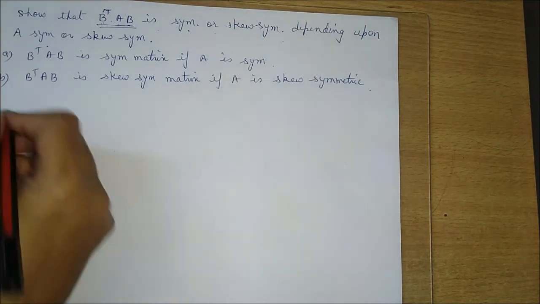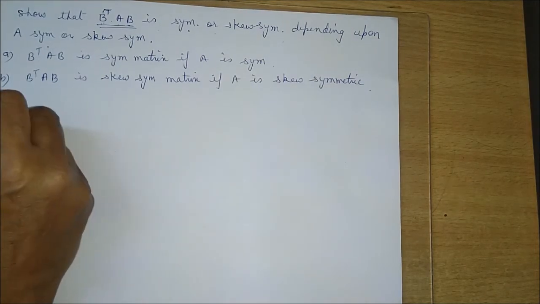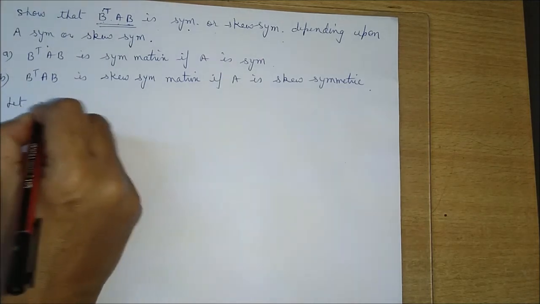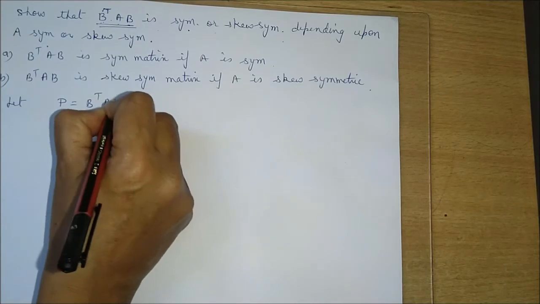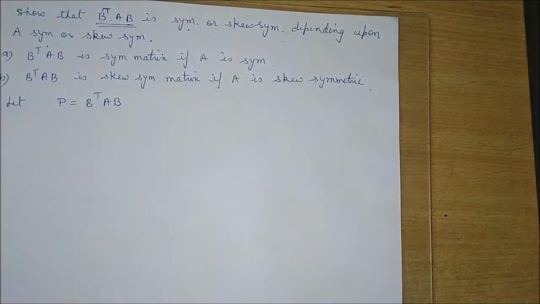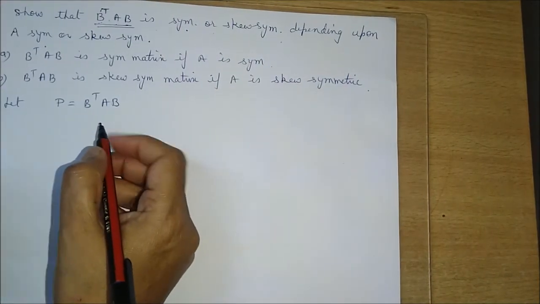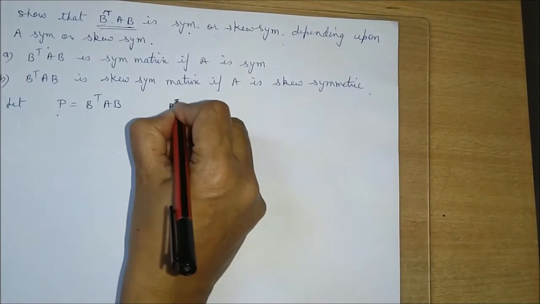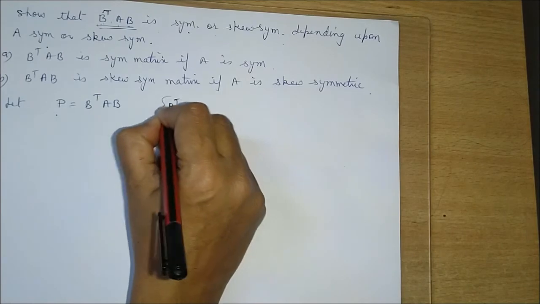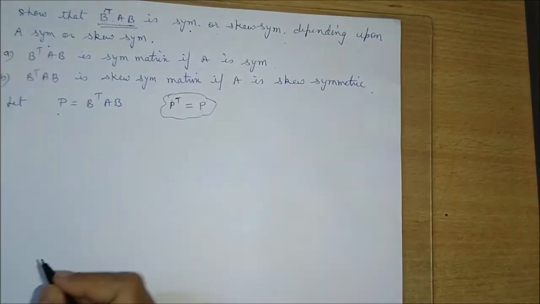Now let us suppose, proving part A, let us suppose that P equals B transpose AB. Now we have to prove that P is symmetric. That means P transpose should be equal to P. This is what we have to prove.